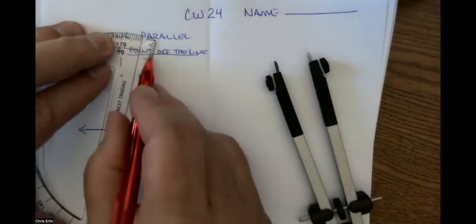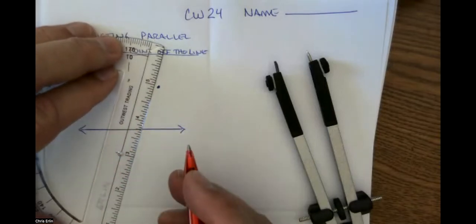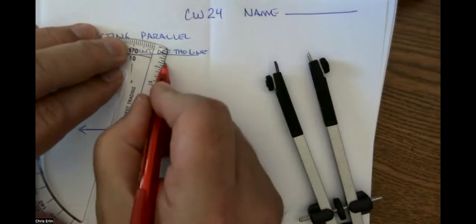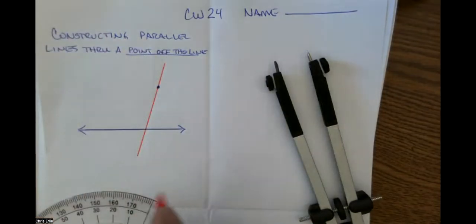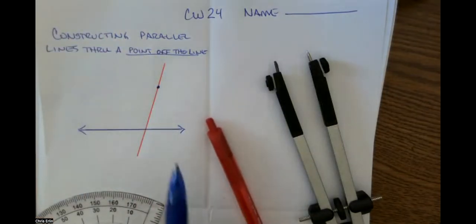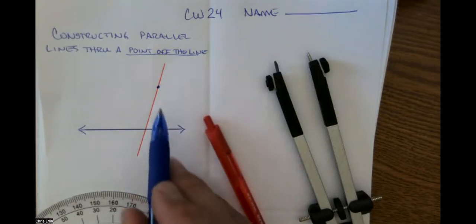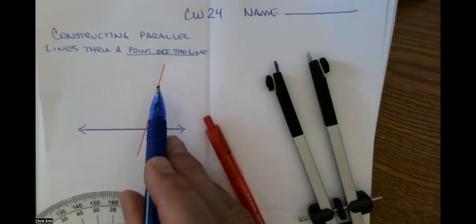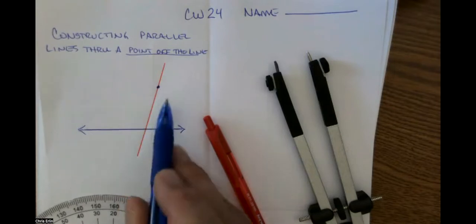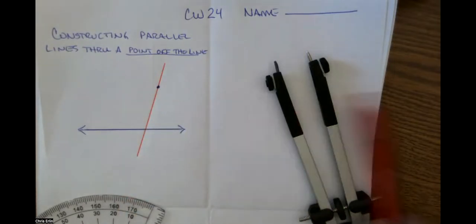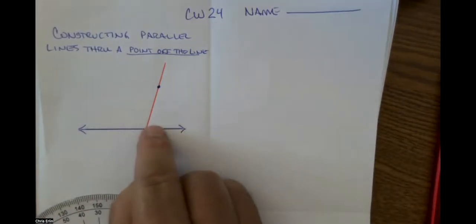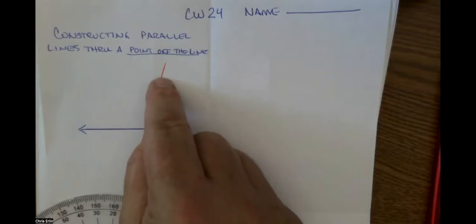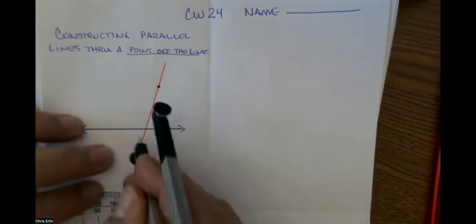The trick is this time, my transversal is not just random. My transversal specifically contains this point. And whereas previously we drew a transversal and then put a point on it, we're just doing these in reverse. We drew the point first and we're putting the transversal through it. But the process is then the same. I want to copy this angle up to the corresponding location here.